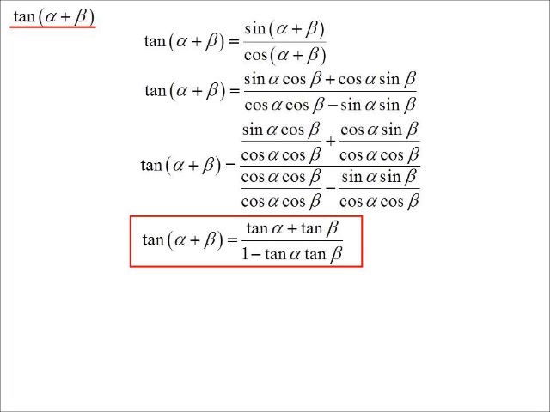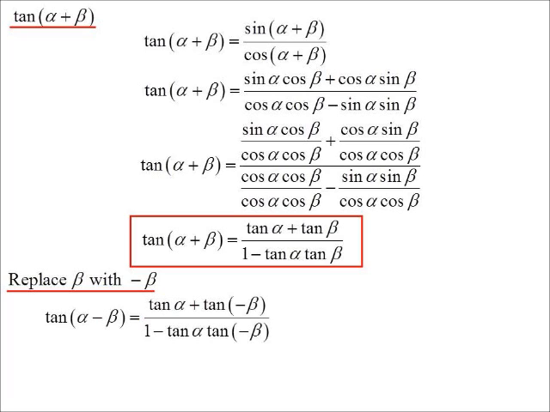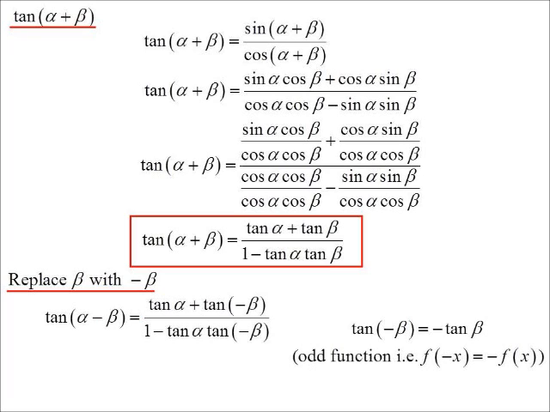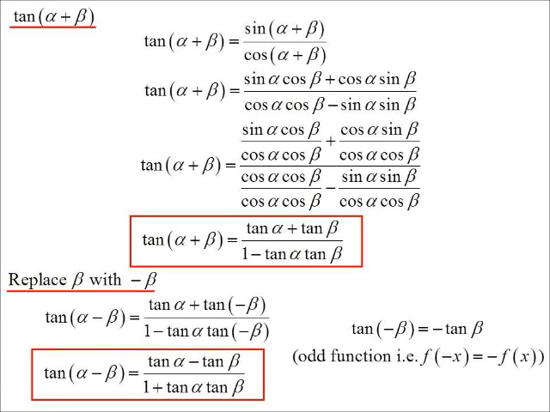Look at that. Tan of alpha plus beta is tan alpha plus tan beta on 1 minus tan alpha tan beta. Now I'm going to replace beta with negative beta. And again, play around with functions. Tan, was that an odd or an even function? So the tan of minus beta is the minus of tan beta. So I can now rewrite that one. And you'll notice with tan, the sign, whatever's on top is the same, whatever's on bottom is different.